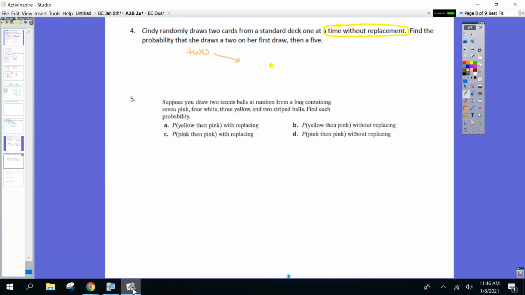4 out of 52. Good job. All right, you ready here, Colin? This is where the great ones shine. You're not going to put that card back. So now tell me, what would be the probability of getting a 5 now?